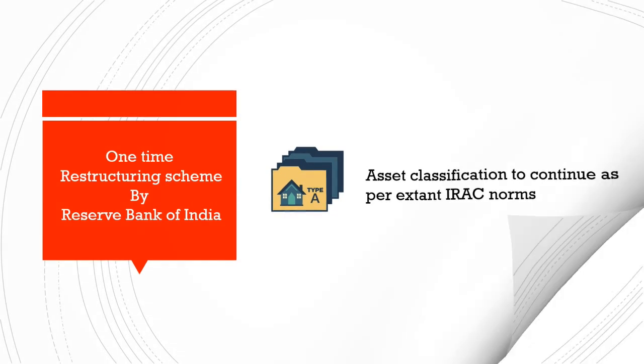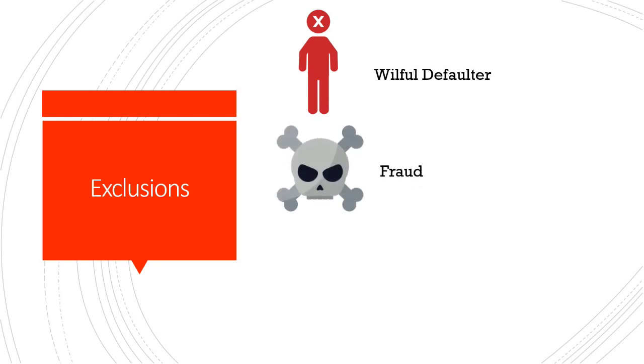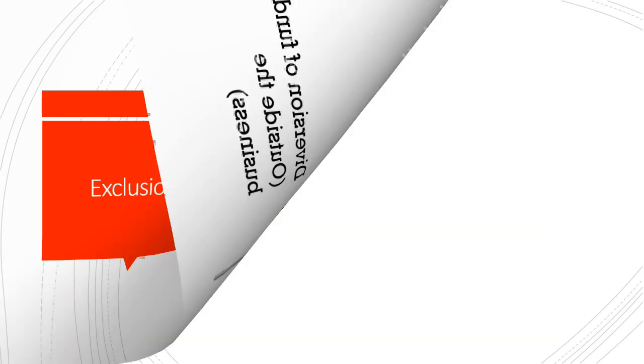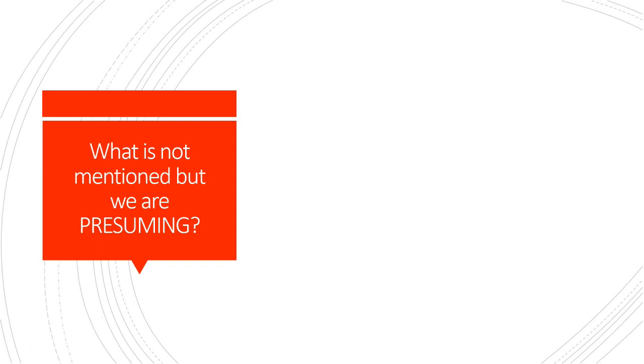So, what are the exclusions of this policy? First of all, willful defaulters, fraud accounts, or diversion of funds outside the business. In order to understand where we are lagging in this restructuring, I spoke with a few officers and got their feedback. They are skeptical to take decisions in the following cases, it seems.